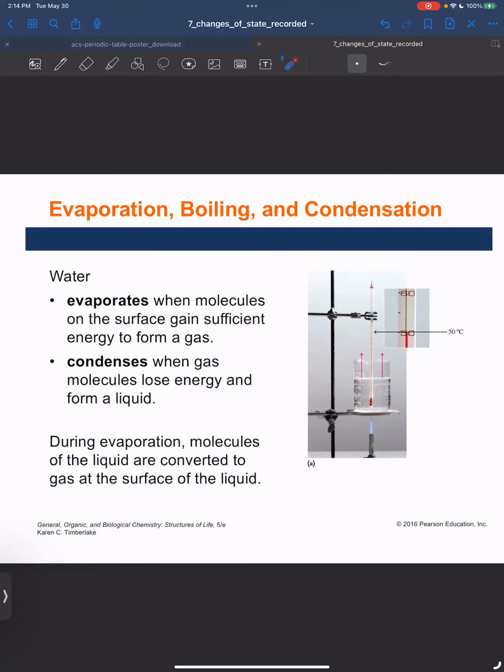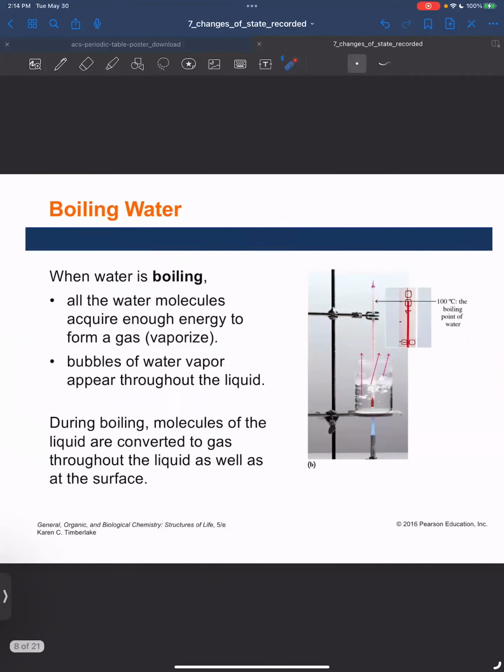If we go to actually boiling here, that was the start of it. Now we've reached 100 degrees Celsius, the boiling point of water, so that was water. And you can see a lot more bubbles coming up. Those are those gas molecules trying to escape. So when water is boiling, all the water molecules acquire enough energy to form a gas. Another way to say this is that it's vaporizing. Bubbles of water vapor appear throughout the liquid. During boiling, once again, molecules of the liquid are converted to gas throughout the liquid as well as at the surface. So that's a vigorous boil right there.